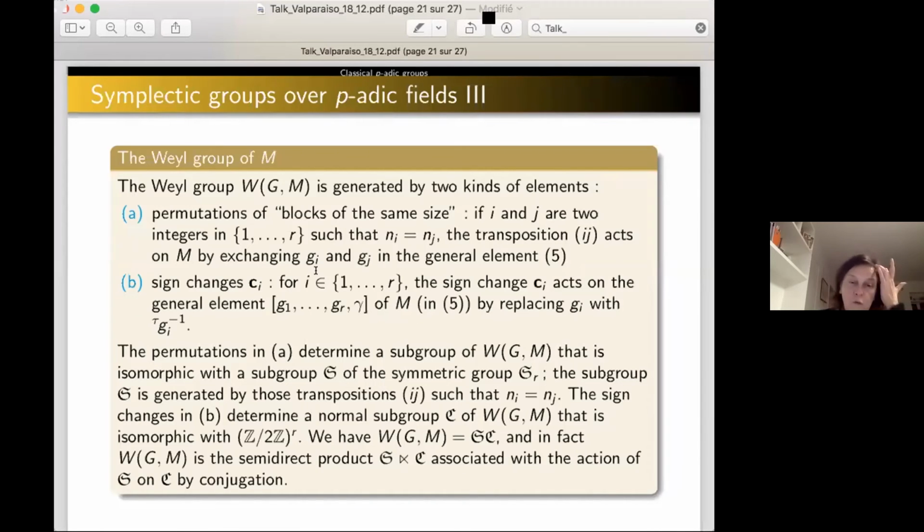So W(M) is by definition the normalizer in G of M modulo M, and as we have seen in the case of SP4, it is generated by two kinds of elements: permutations of blocks of the same size and sign changes, that I denoted by c_i. If you consider the elements in A, so the block permutations, we get a certain subgroup, which is isomorphic to a symmetric group, S_r. And the sign changes give a normal subgroup C, and you obtain that the group is a semi-direct product of that symmetric group by this normal subgroup C.